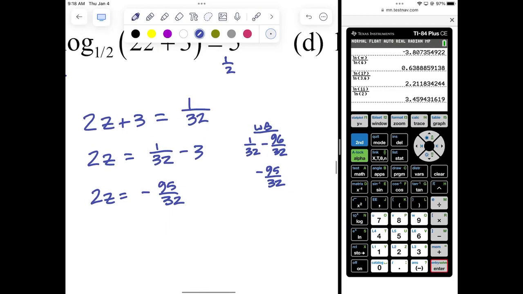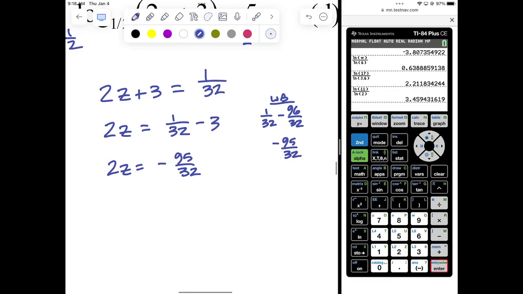And now all I got to do to solve for z is divide both sides by 2. But since there's a fraction on the other side, I'm just going to multiply both sides by 1/2. So I get negative 95/32 times 1/2, right? Dividing by 2 is the same as multiplying by 1/2. And what I would do first is look to see if I can divide out. Is 95 divisible by 2? No. If it were 96, I would divide out those two instead of just multiplying straight across. You always look to go small before you go big. But in this case, I just multiply straight across and I get negative 95/64.